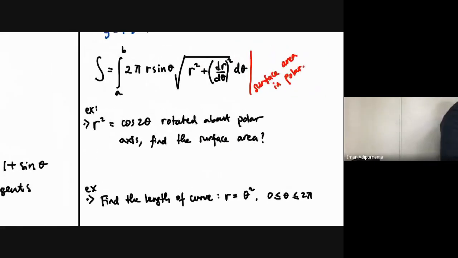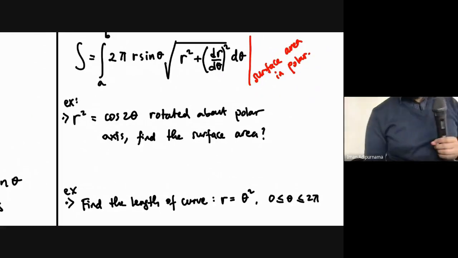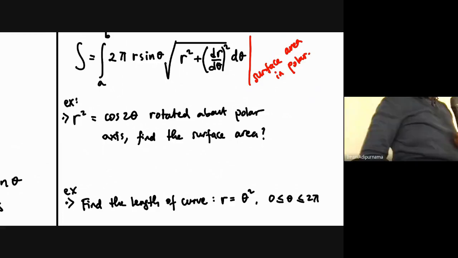Okay, so the first one is the example for the surface area. The second one is finding the arc length. They are different questions. Let me give you some time for solving these two problems. Maybe 5 to 10 minutes, and then I will give you the solution and we can finish the class.